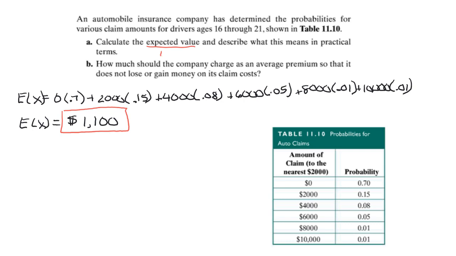Right, so our expected value, I'm using E of X. So it says on here, what does this mean in practical terms? So what you can imagine is that on average, this insurance company is going to pay out $1,100 for every claim that comes through for the drivers that are ages 16 through 21.